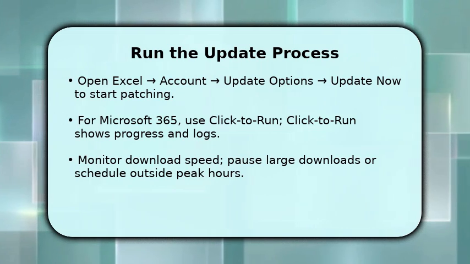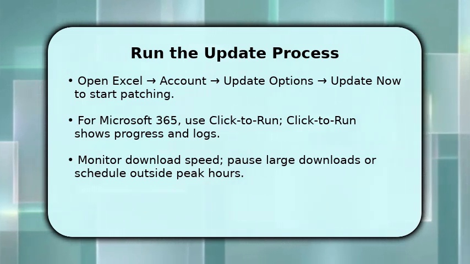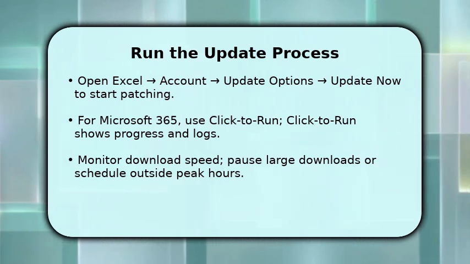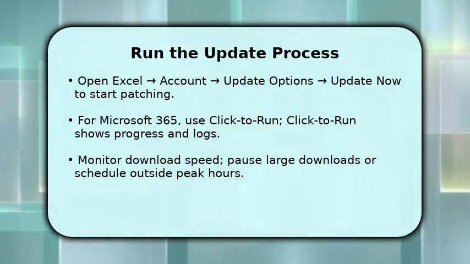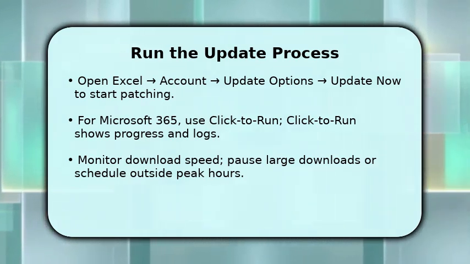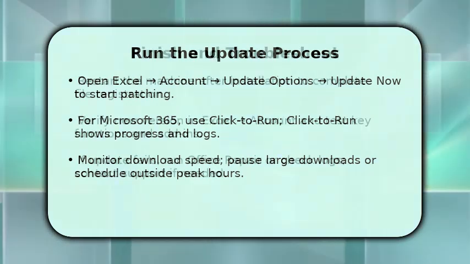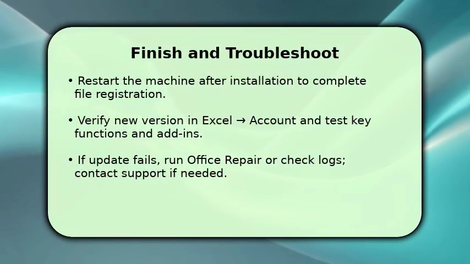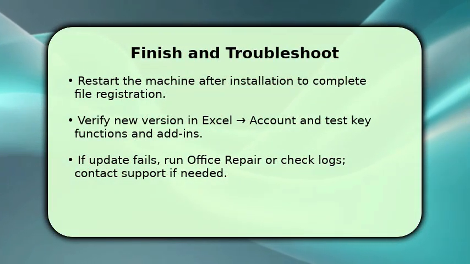If you prefer manual packages, download the offline installer from your Microsoft account and run it with admin rights. Make sure to have a stable internet connection and sufficient disk space before proceeding to installation. You complete the process by restarting your computer so Office registers all changes.